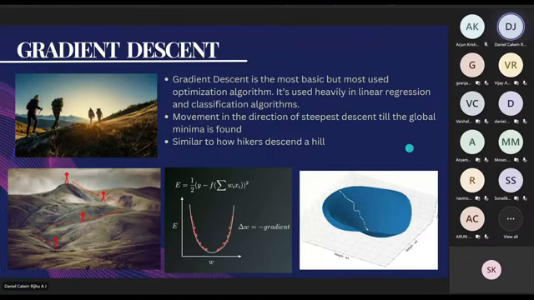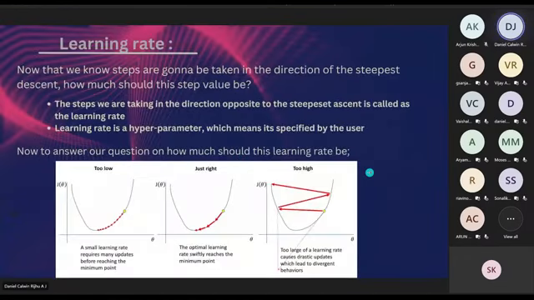Now, as I mentioned earlier, we are going to take several quantified steps towards the global minima. These steps are going to be quantified as learning rate. So what is learning rate? Learning rate is going to be the hyperparameter, which, as I mentioned earlier, is going to quantify these steps which we are taking along the direction of steepest descent.